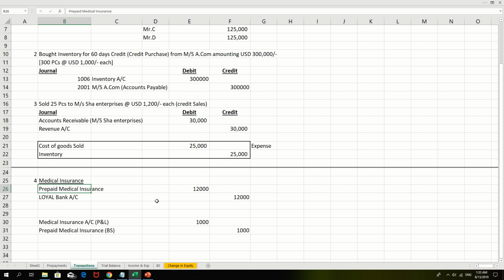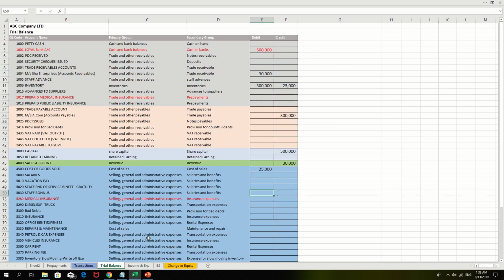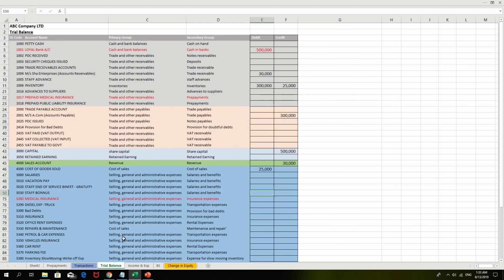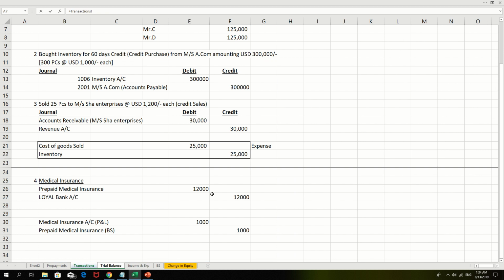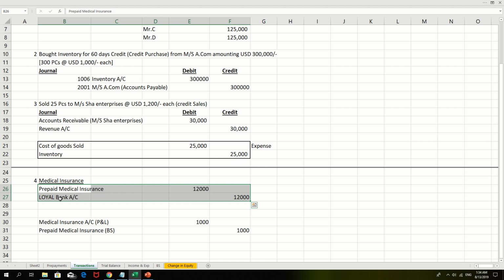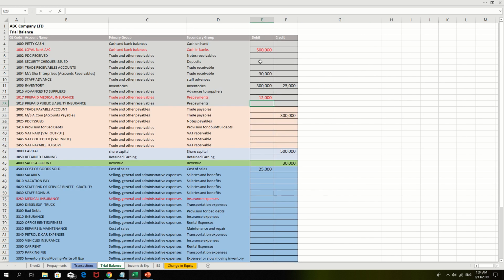Prepaid medical insurance, we have already discussed. This is a balance sheet item. It's under current assets. It increased, debited, and the bank account, because we have paid from the bank, the bank cash balance decreased. Okay, now let us go to the trial balance and book this entry. Prepaid medical insurance 12,000 debited. So we will debit 12,000, and the second, credited bank account.